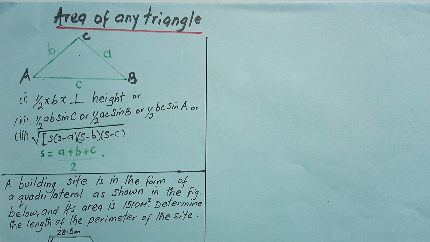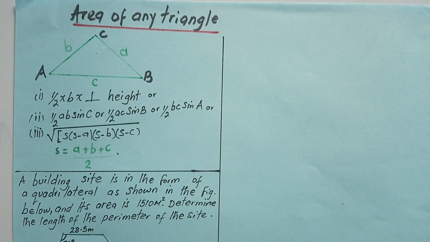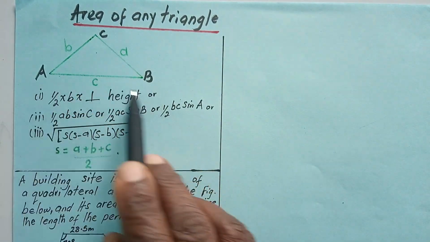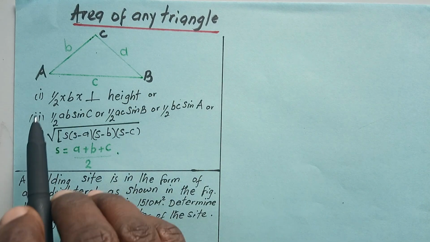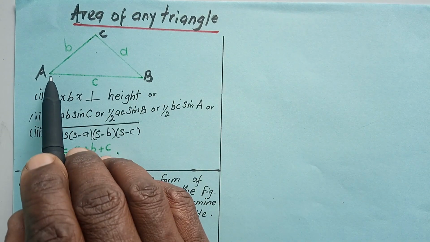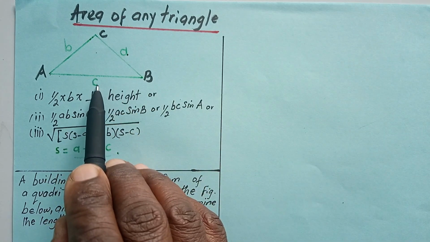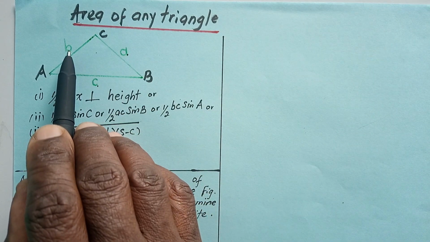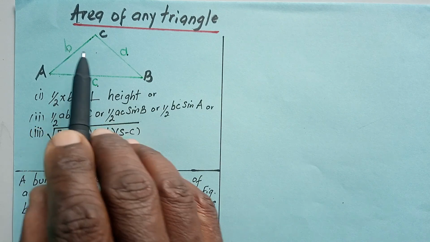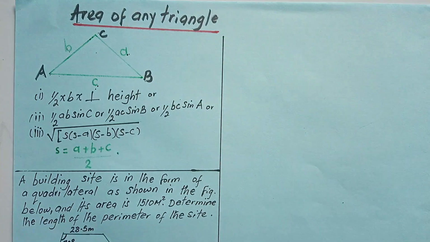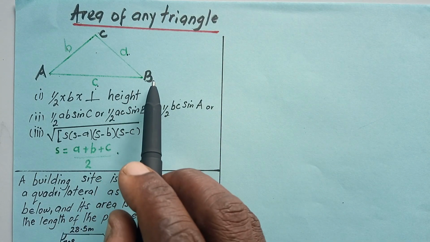Welcome to our lesson on determining the area of any triangle. So we begin with our triangle. This is our triangle. Then we follow the rules of naming our triangle. This side is small a, this side is small c, this side is small b, representing lengths of our triangle. And then these capital letters here stand for our angles.